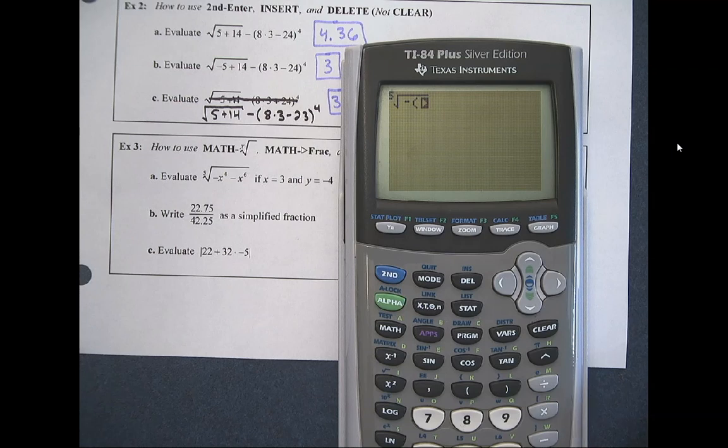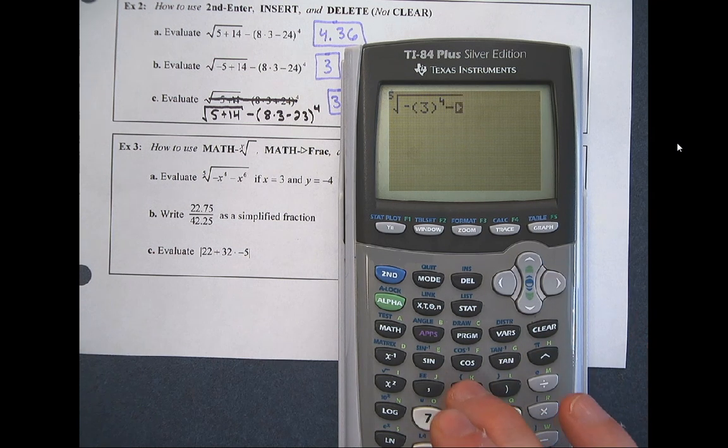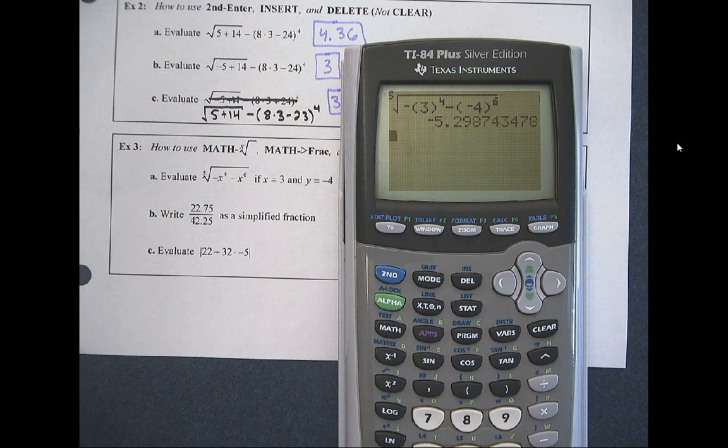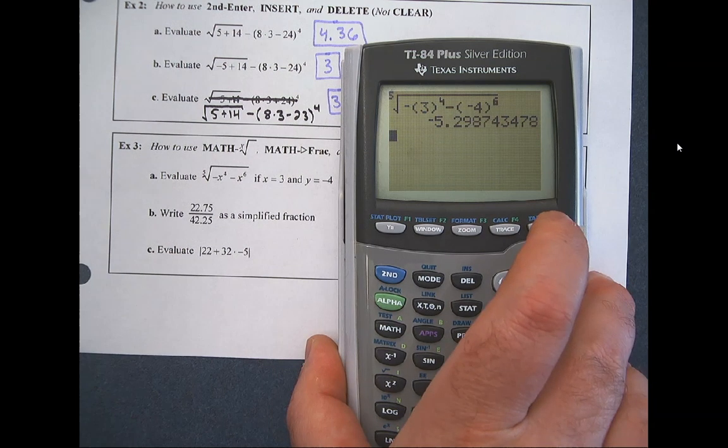Now, because I'm going to power here, I got to make sure I use parentheses to the fourth minus parentheses to the sixth. What do we get?